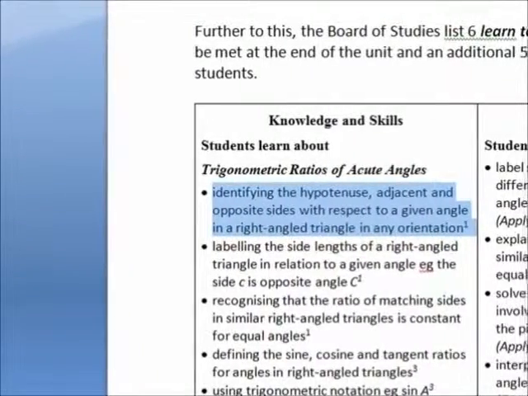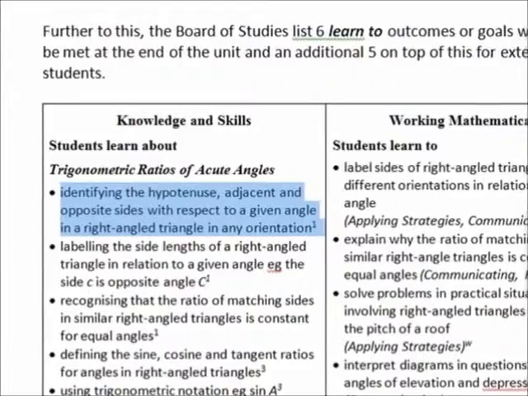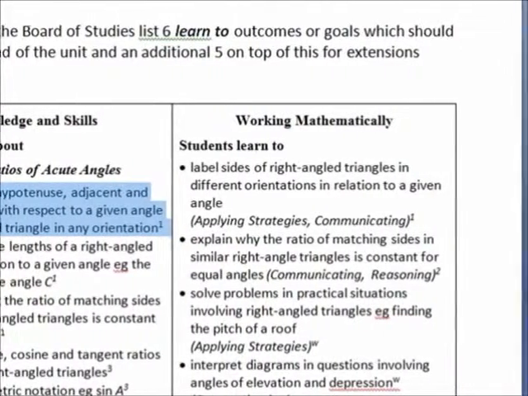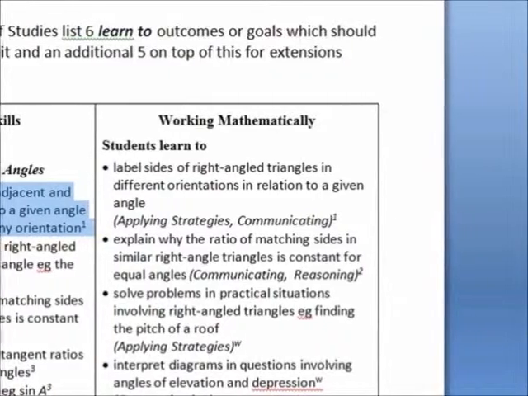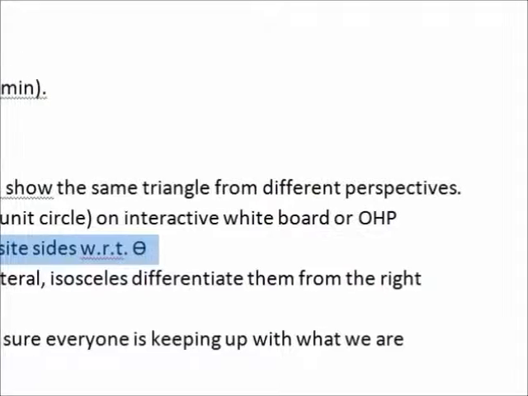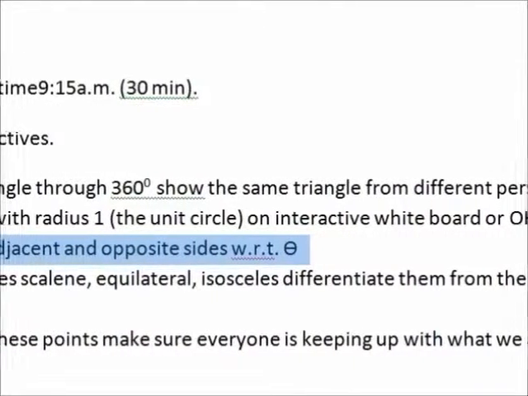So the Board of Studies expect the hypotenuse, adjacent and opposite sides with respect to a given angle in a right angled triangle of any orientation be shown to the students, and that's what we'll go and do. So lesson 1 does that. It identifies the hypotenuse, adjacent and opposite sides with respect to theta.